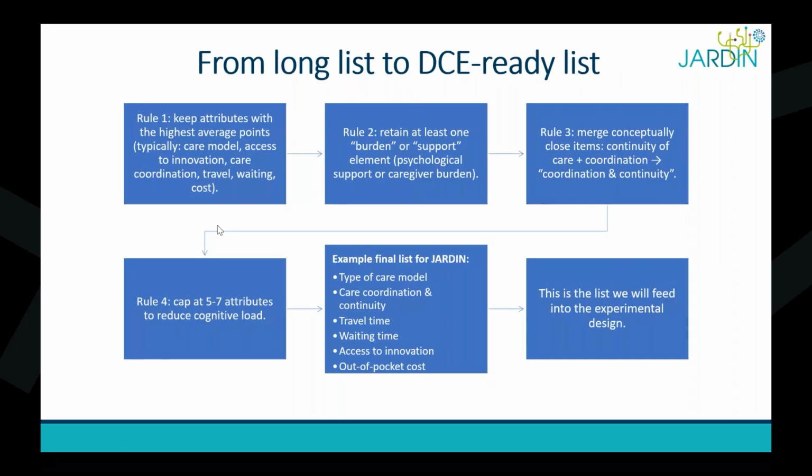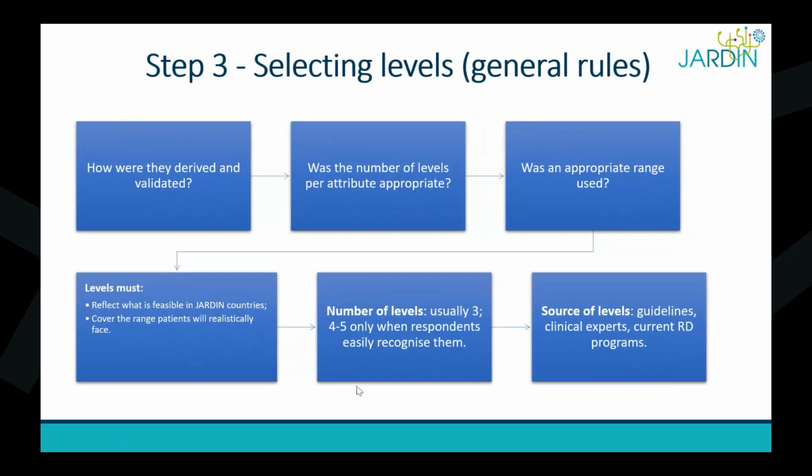Suppose based on this type of exercise, we come up with these 6 attributes. Let's say the final list includes the type of care model, care coordination, continuity, travel time, waiting time, access, and out-of-pocket cost. So this is the list that will be included in my experimental design. If you go to the next slide, please.